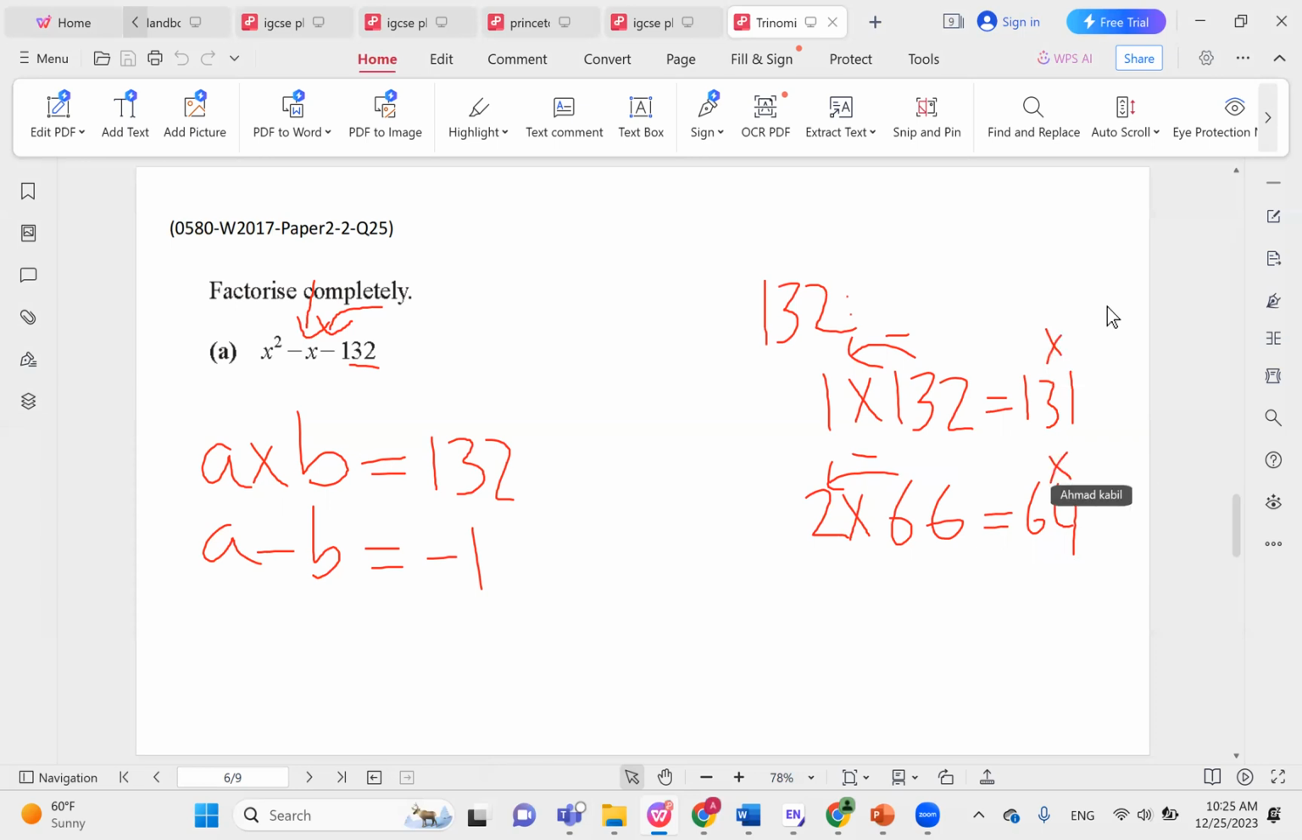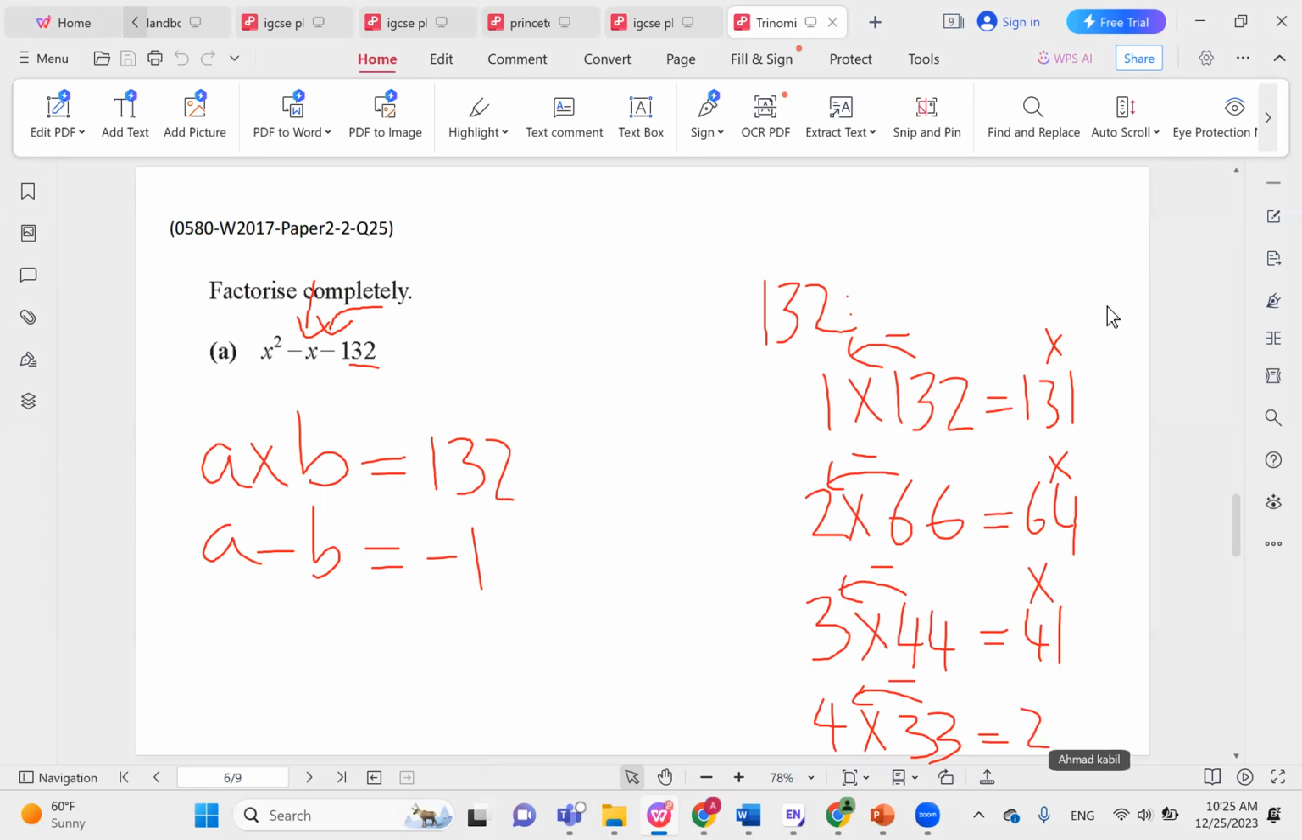Let's try 3. Let me do it really quickly. 132 divided by 3 is 44. And then if you subtract, you get 41. And that's not what we're looking for either. Let's try 4. 4 multiplied by 33 gives you 132. But the difference again is going to be 29, which is not what we want.